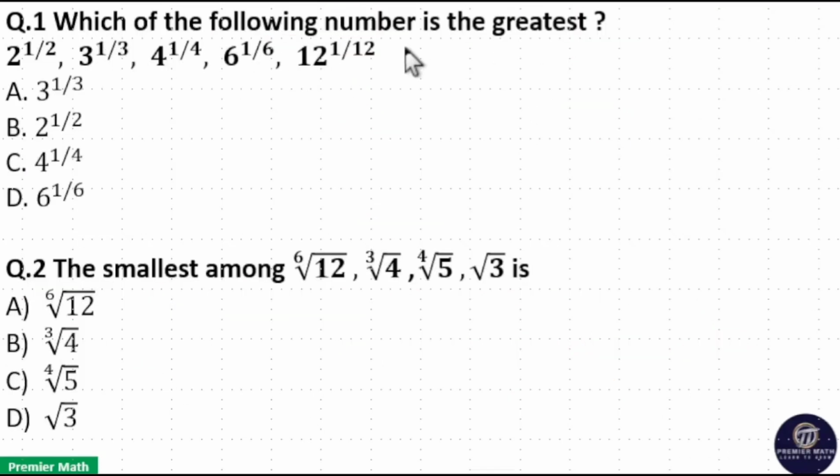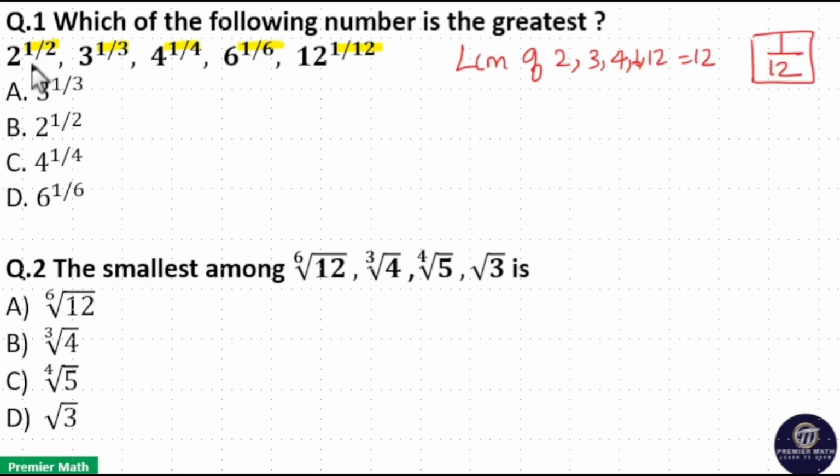Which of the following numbers is the greatest? Here, to find that, just equalize the powers of these numbers. To do that, take the LCM of powers. Here, instead of the LCM of powers, you can take the LCM of the denominators of the powers. That is the LCM of 2, 3, 4, 6 and 12, which is 12. That is, here the LCM of powers is equal to 1 by 12.